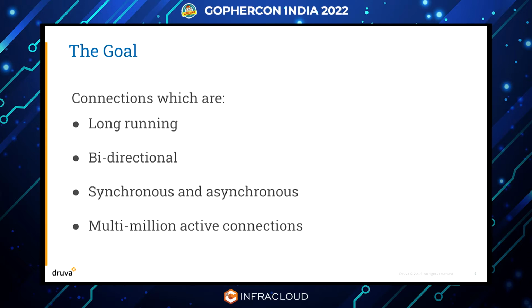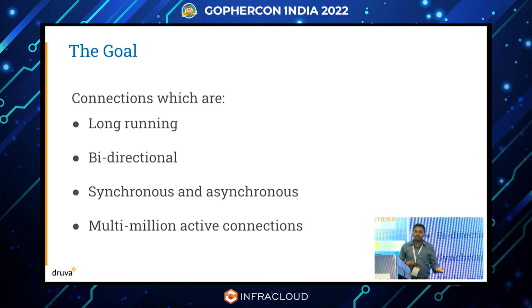So the problem we solve at Dhruva is that we want a persistent, long-running connection between the clients and the server. We want the communication channel to be bidirectional, meaning the client should be able to send data to the server, and at the same time the server should be able to send data to the client. We want this communication to be both synchronous and asynchronous. And then obviously the scale requirement: we want multi-millions of active connections at any given point of time.